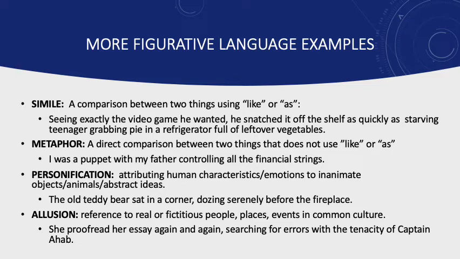In this example, she proofread her essay again and again, searching for errors with the tenacity of Captain Ahab. Captain Ahab is a character in a book in Western culture called Moby Dick, and he searched obsessively for the white whale. And so now we know that she's proofreading her essay obsessively, if we're familiar with that story, from this comparison.